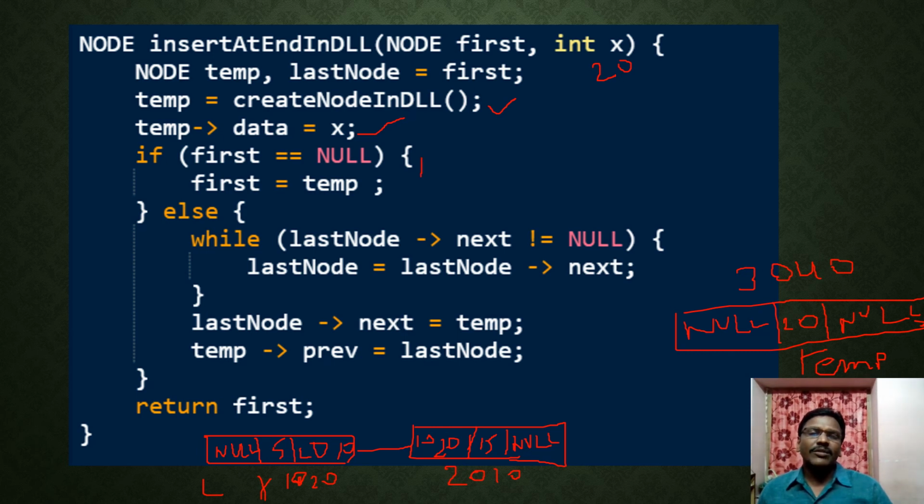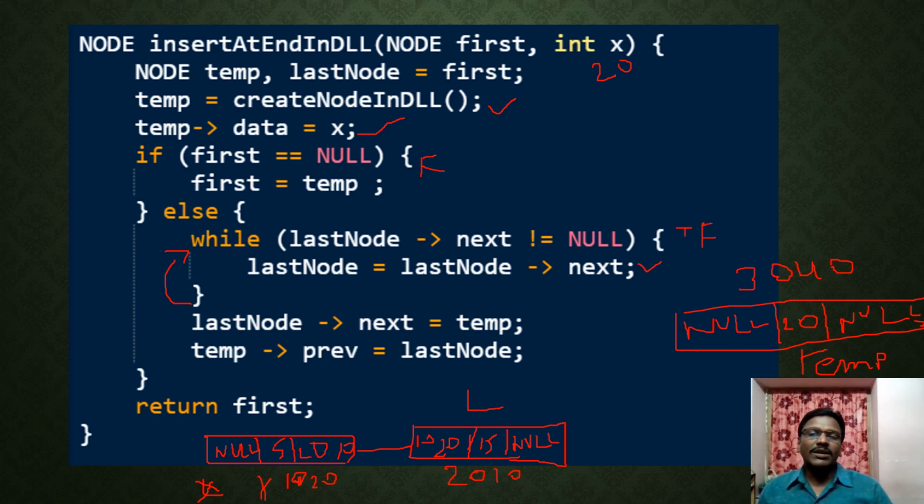So the condition fails. Now move to else. The last node next not equal to null. The last node next is representing 2010. Now the condition is true. So last node equal to last node next. It represents the last node. Now after the statement execution, again move to last node next not equal to null. Last node next is representing null. So the condition fails.